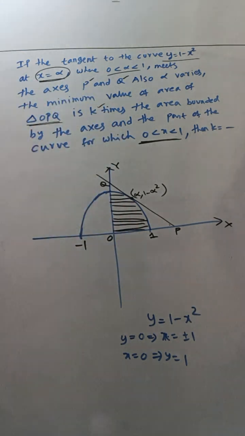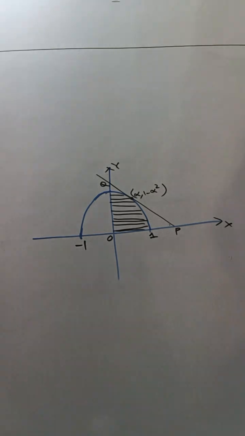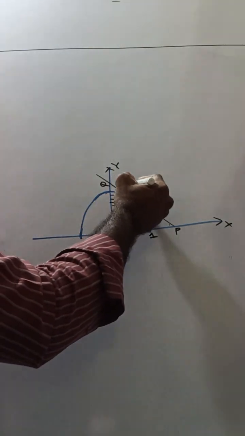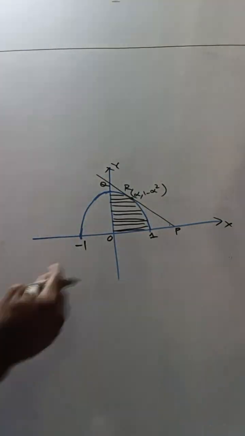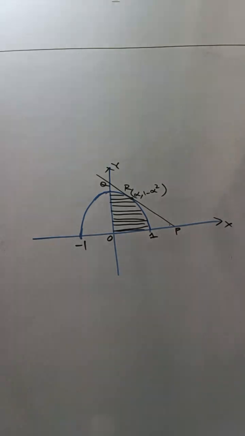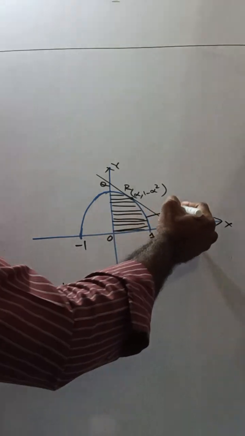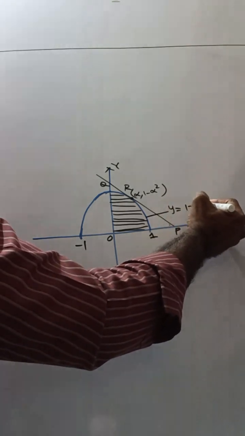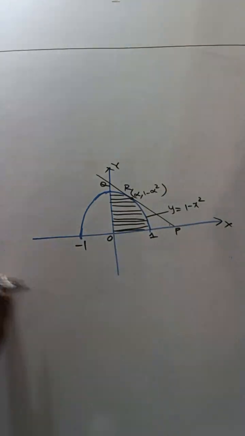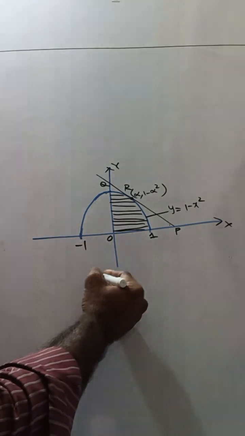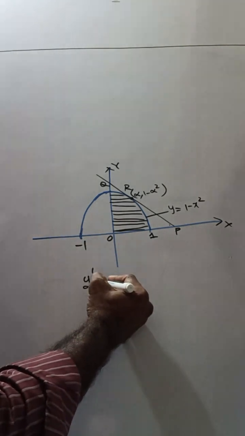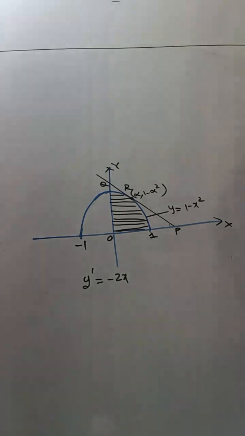So first, what I am doing here, I am finding the tangent to this curve at this point. Let me take this as a point R. To find the tangent, first what we need to do? Differentiate the curve. What is the curve? Y equal to 1 minus x square. If I differentiate this curve, what I will get here? So y dash equal to minus 2x.